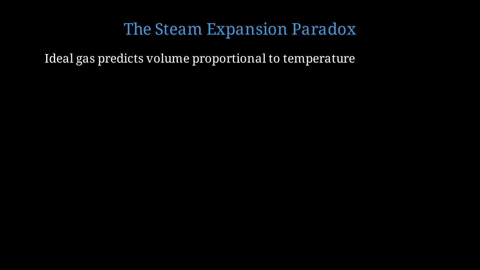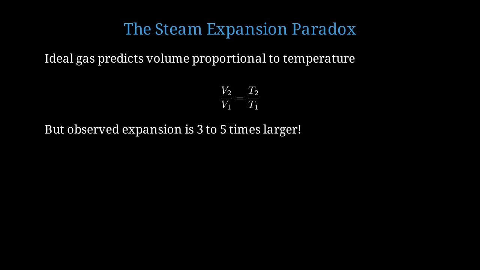The steam expansion rates observed exceed predictions from simple ideal gas behavior. The ideal gas law predicts that for constant pressure, volume should be directly proportional to absolute temperature. V2 over V1 equals T2 over T1. For heating from 25 degrees Celsius to 100 degrees Celsius, this gives a volume ratio of 1.25. But experimentally, researchers observed volume expansions 3 to 5 times larger than this simple calculation predicts.